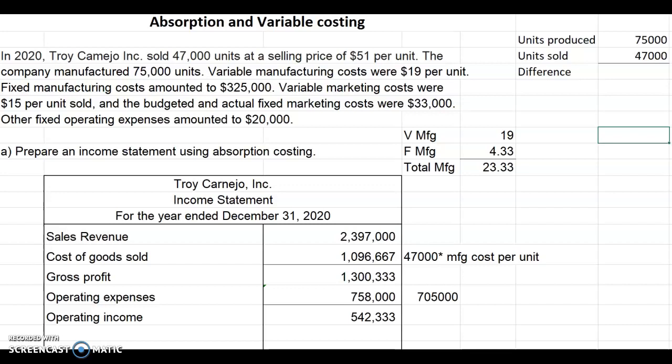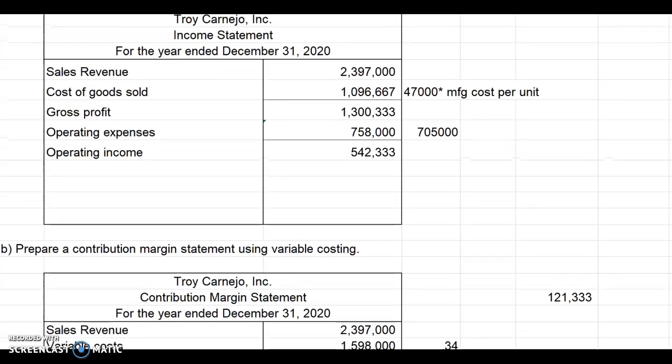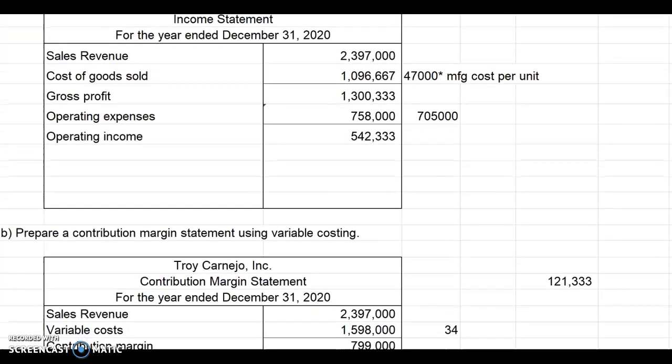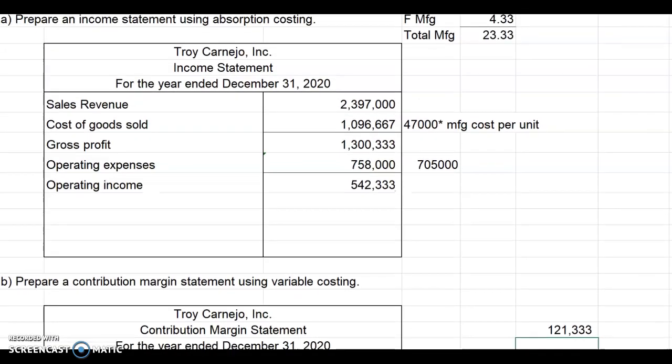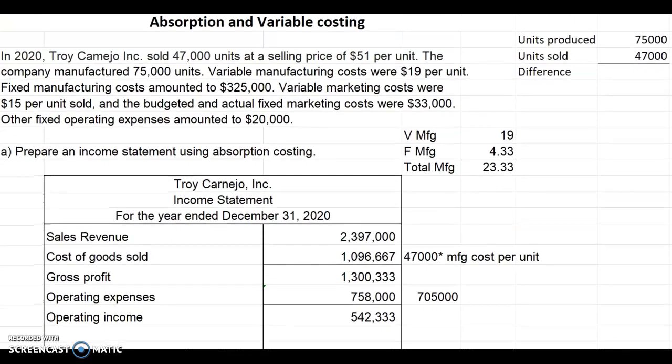Okay, so I got cut off on my last video, but I just wanted to show you what the difference is between your operating income under absorption costing and variable costing. The difference here we can see: our operating income under absorption costing was $542,333, and operating income under variable costing $421,000. So it was $121,333 higher under absorption costing, and that relates to the fixed costs that are in the units in finished goods.